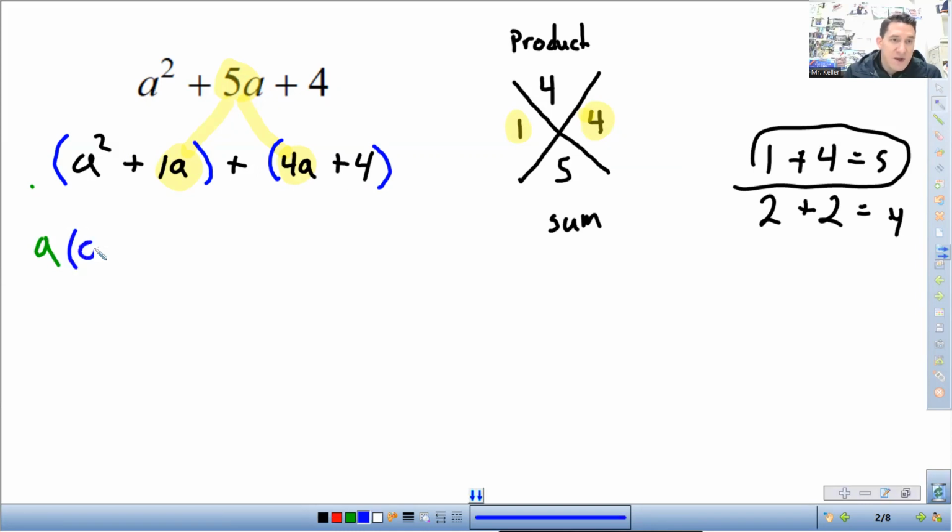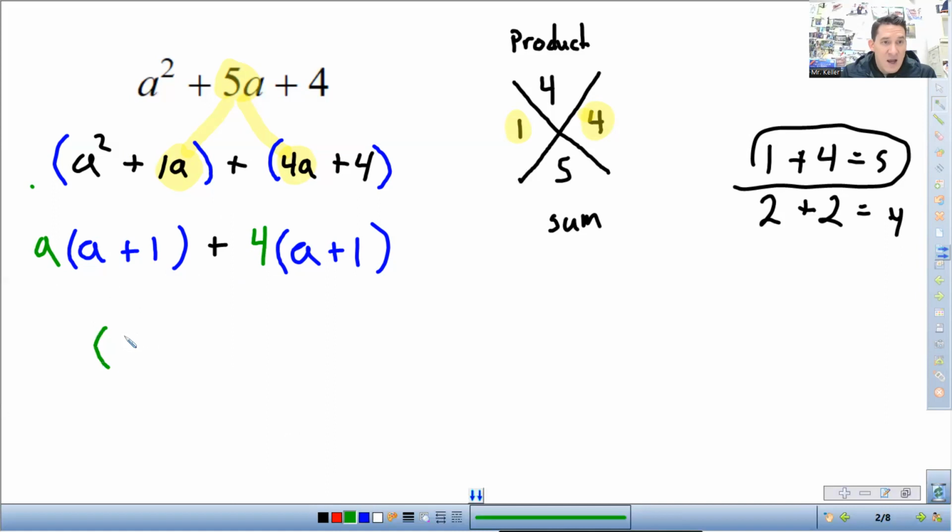Then on the inside, I'm left with an a plus 1. Plus, here I'm going to factor out a 4. They have a 4 in common. Then you get a plus 1. If you forget how to do that, check out the video from yesterday's lesson about how to factor using GCF. And then I'm going to group the outside terms together. So it's a plus 4, and then a plus 1.